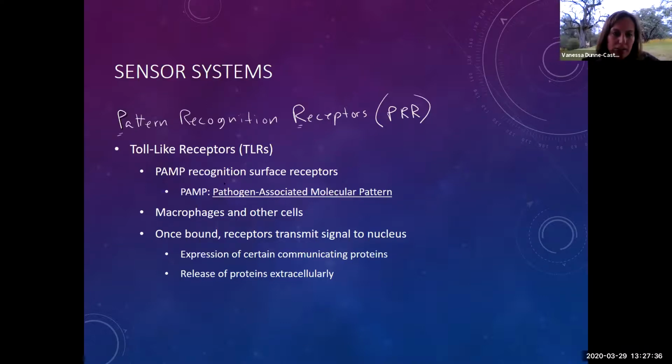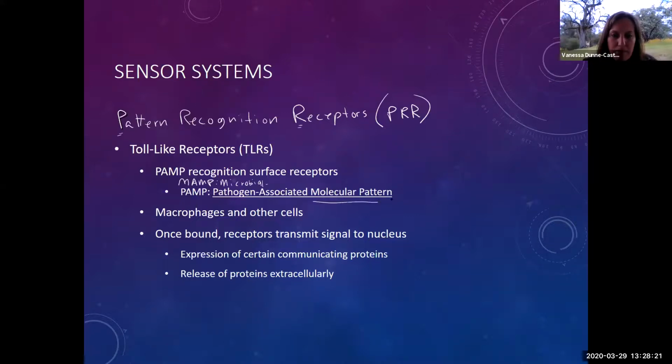And patterns, let's go down to this definition here. The patterns that we're talking about usually are these PAMPs, or MAMPs is what we usually use nowadays. A PAMP is a specific molecular pattern. PAMP stands for pathogen associated molecular pattern. MAMP is the more common use today. It's microbial associated molecular pattern. Same thing.